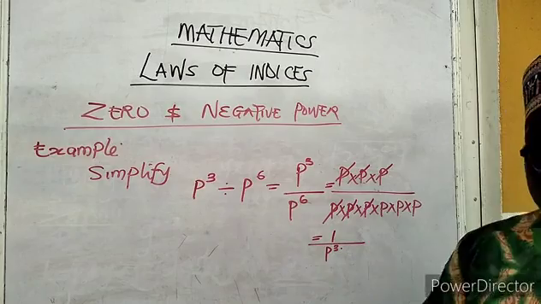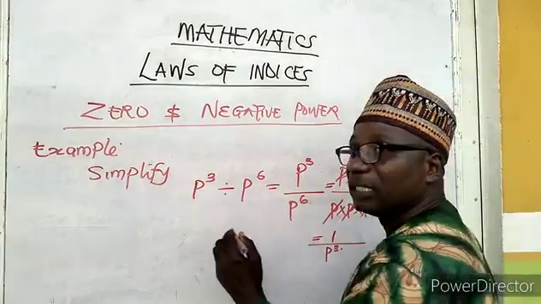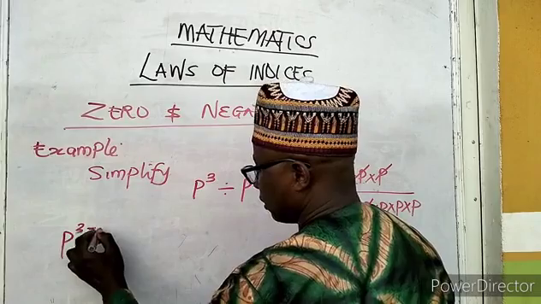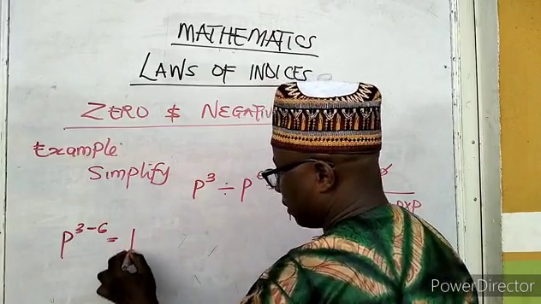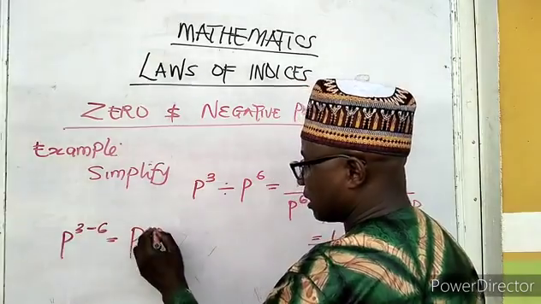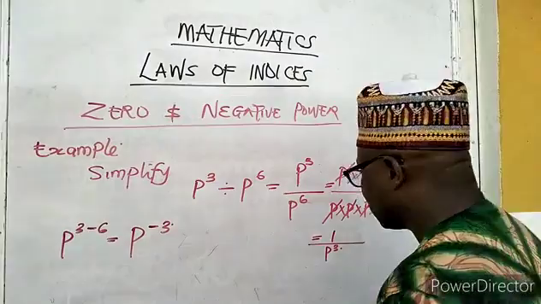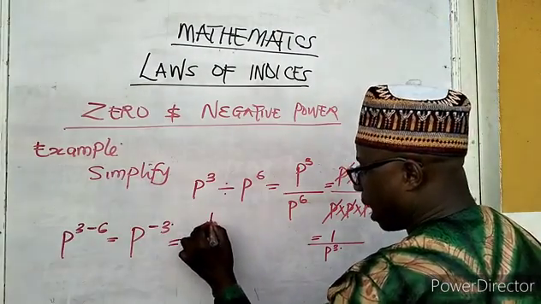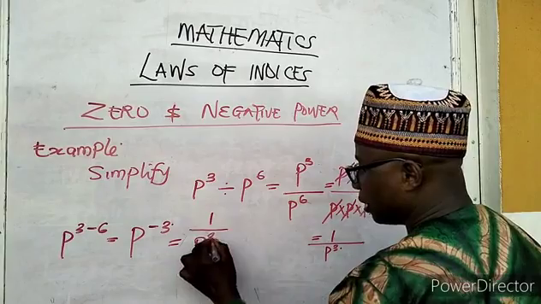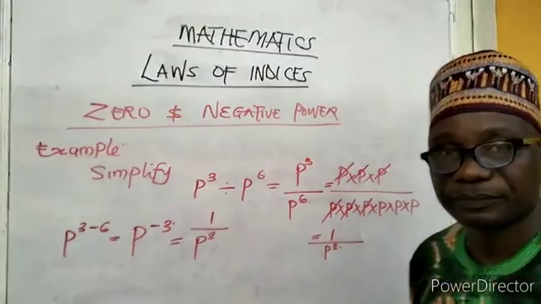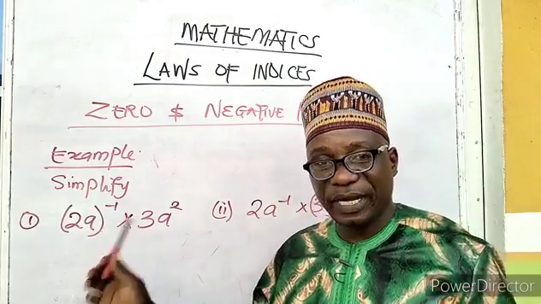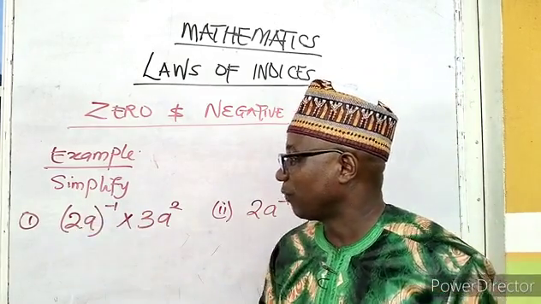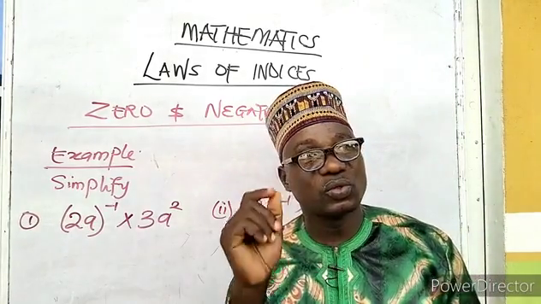Now, let's take our law of indices. You know we're having division now. So this one is going to be p raised to the power of 3 minus 6. That is minus 3. So in other words, I can now say p raised to the power of minus 3 is same thing as 1 all over p raised to the power of 3. Is that clear? Now, look at a very beautiful example. We have examples here, one can simplify. Now, I want you to understand this.